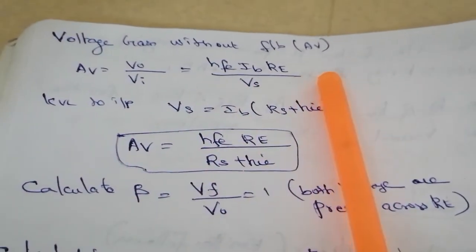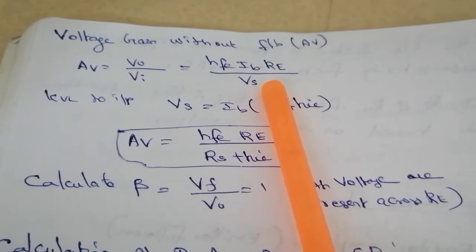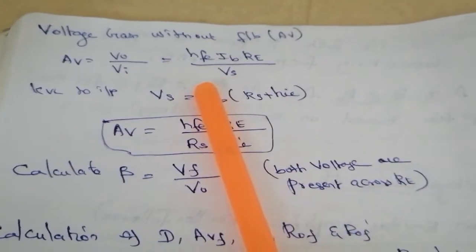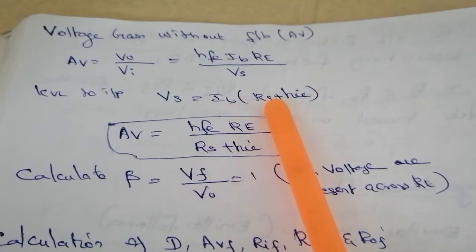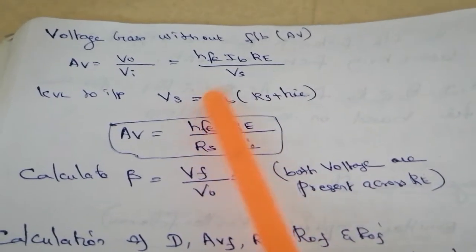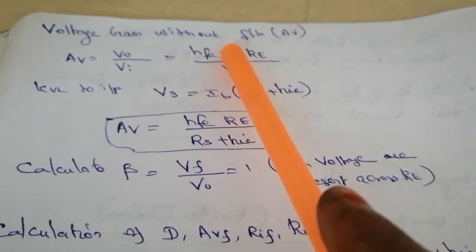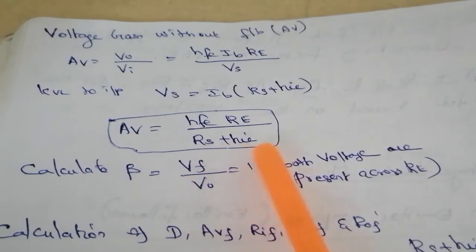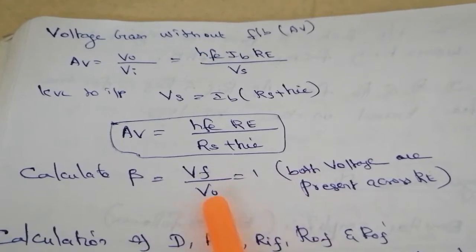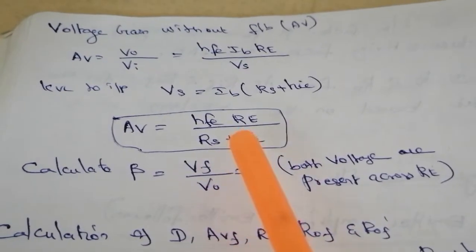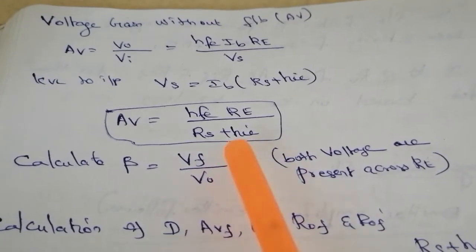So voltage gain without feedback AV equal to V naught by Vs, that is hFE IB RE by Vs. This is already derived in the Circuits 1 subject, okay? So by applying KVL at the input, Vs is equal to IB into Rs plus hIE. From that you can substitute the IB value here, then Vs cancels, remaining term is hFE RE divided by Rs plus hIE. For finding beta, we know Vf equal to beta into V naught. From that beta equal to Vf by V naught. Here both the feedback voltage as well as the output voltage are across the emitter resistance, so it should be 1.